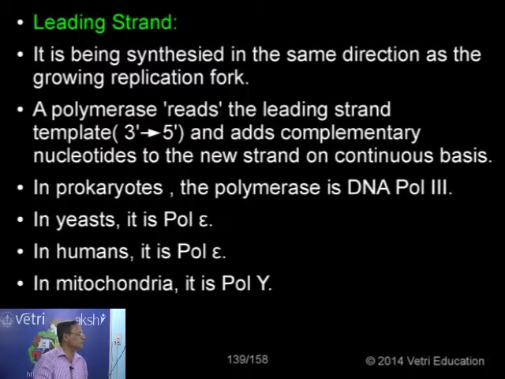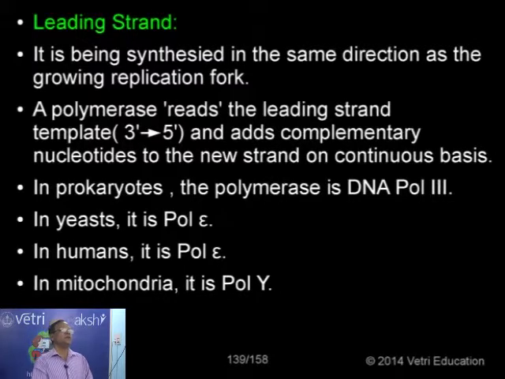Then how is it actually formed? Now there is an enzyme I mentioned, polymerase 3. That enzyme reads the leading strand template. The template for the synthesis of the leading strand is always running in the 3' to 5' direction. And this polymerase enzyme, our DNA polymerase 3, adds complementary nucleotides to the new strand on a continuous basis. So the new strand is synthesized continuously because of the addition of DNA nucleotides starting from the RNA primer, and so we have formed a continuous DNA strand.